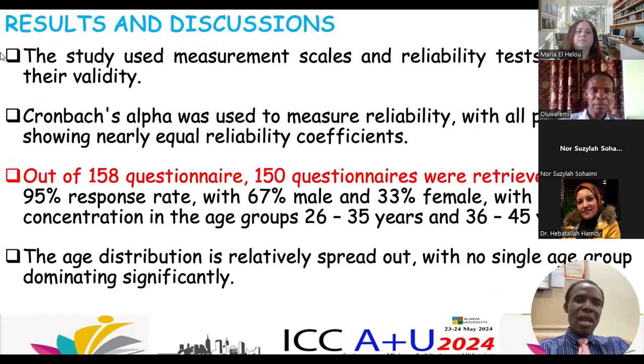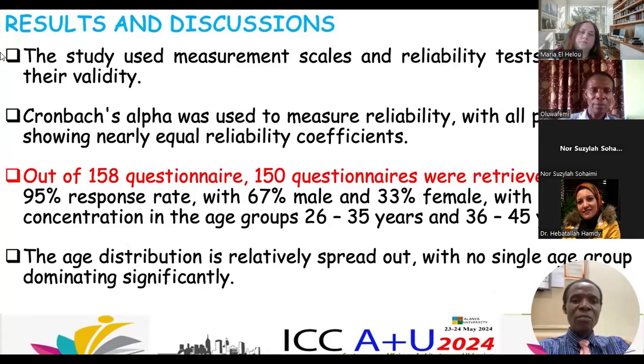To obtain a robust result for this study, we used measurement scales and reliability tests in order to verify the validity of our results. Cronbach's alpha was also used to measure the reliability of the data, with all the parameters showing nearly equal reliability coefficients. Now, out of 158 questionnaires that were sent out to our respondents, we obtained 150 back, which gave us a 95% response rate. This is good enough to give us a robust outcome in our research.